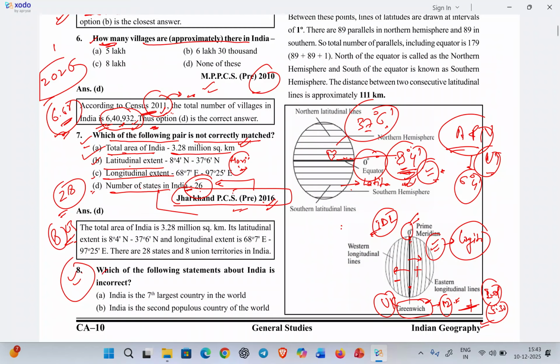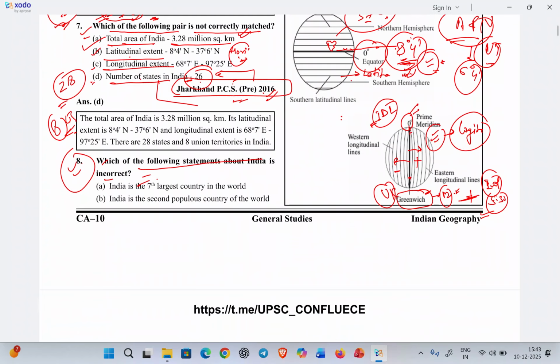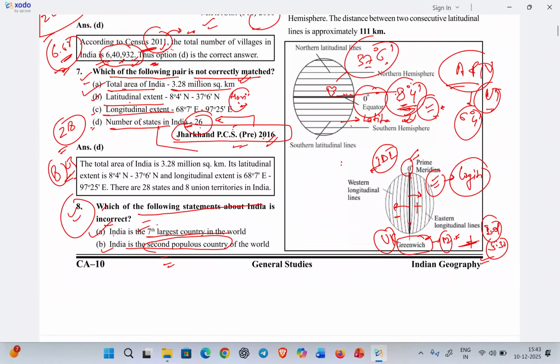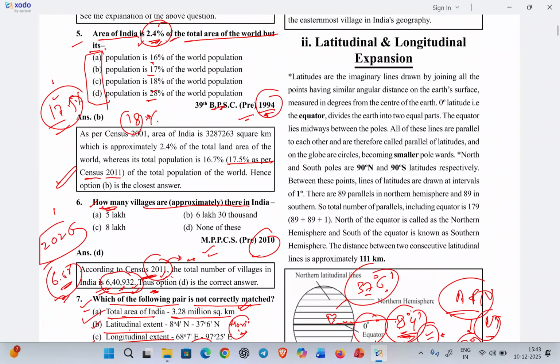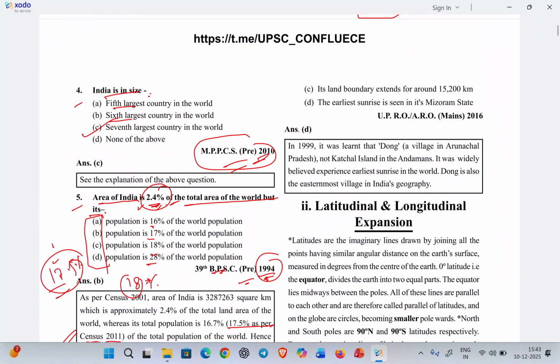Now see the next question: which of the following statements about India is or are correct? India is the seventh largest country, true. India is the second most populous country of the world, true. It is about to be the most populous country right now. We have almost exceeded China since last year.